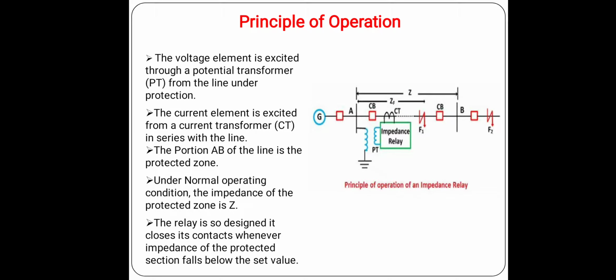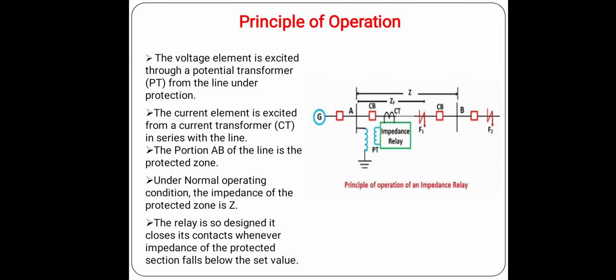Here we will see that when a fault occurs in this protected zone, this is AB, then the relay is designed in such a way that the relay will operate. But when the fault occurs outside this protected zone, that is the fault F2, under this condition the impedance relay will not be operated. Now we firstly assume that a fault occurs at point F1. During this fault, the impedance from the point where the relay is installed to the point of fault is ZF. Here we will clearly see that this value of ZF is less than the value of Z.